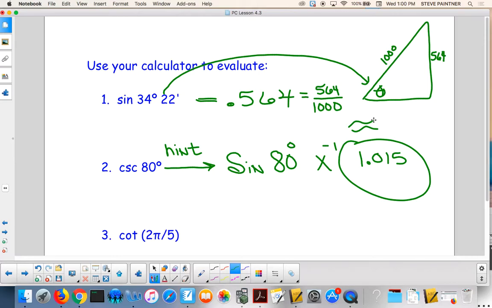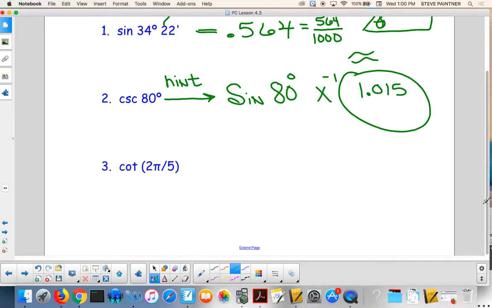What's this? Cotangent. Now look inside. Is that degrees? Radians. Get out of degrees right now. Go to radians. What do you want to do there?